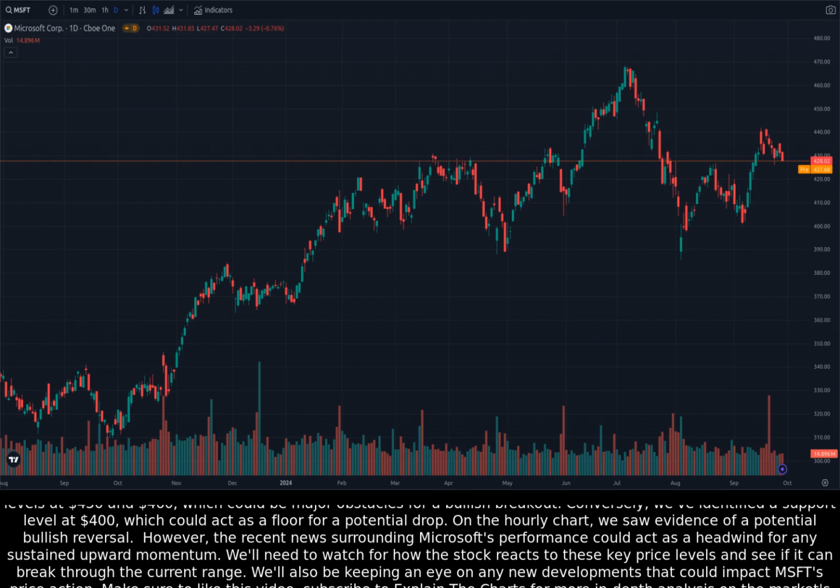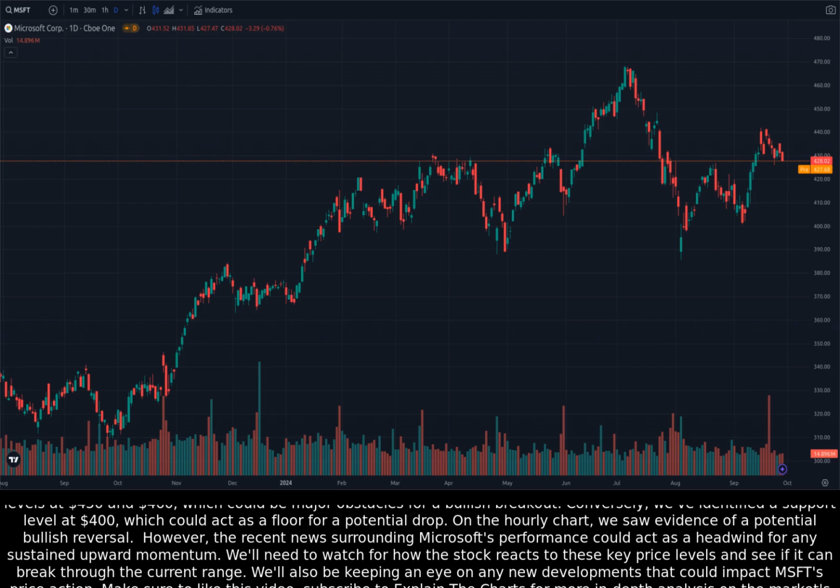To summarize, let's recap the key price levels and things to look for going forward. We've identified key resistance levels at $450 and $460, which could be major obstacles for a bullish breakout. Conversely, we've identified a support level at $400, which could act as a floor for a potential drop. On the hourly chart, we saw evidence of a potential bullish reversal. However, the recent news surrounding Microsoft's performance could act as a headwind for any sustained upward momentum.